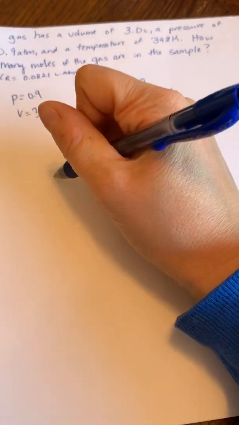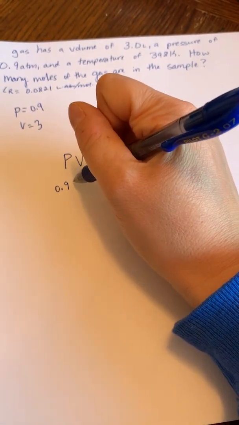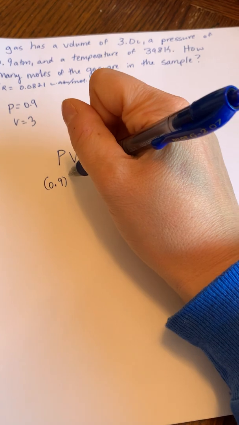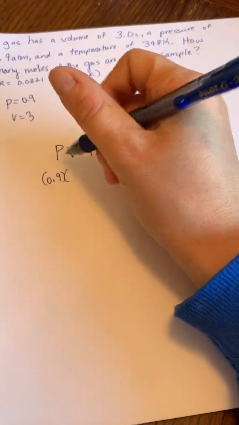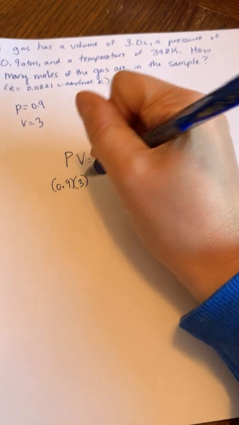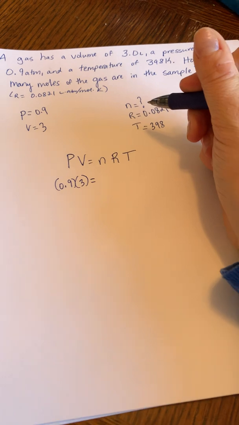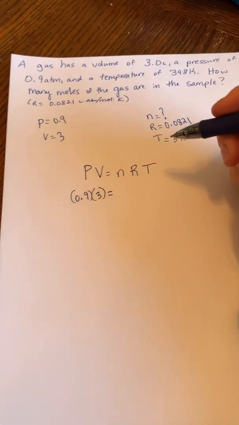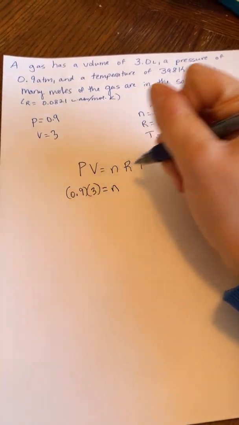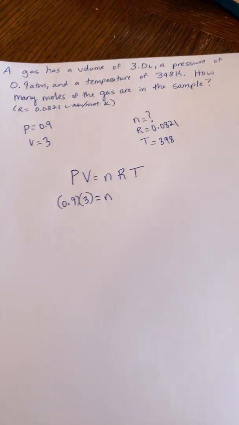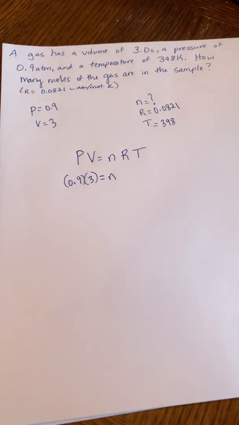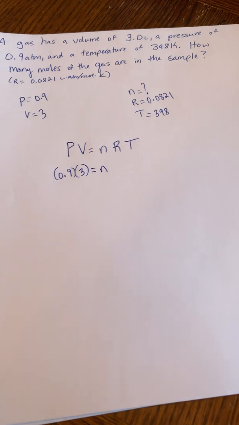On the left, you have P times V. So that's going to be 0.9. I'm going to do parentheses instead of writing times, but it's up to you how you set it up. You've done more math recently than I have. And then 3. So 0.9 times 3 equals N, which you don't have. So at this point, you can put an X, you can put an N. I usually just put N because that's the letter I'm solving for.